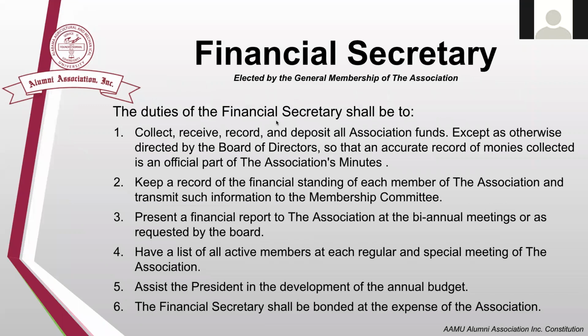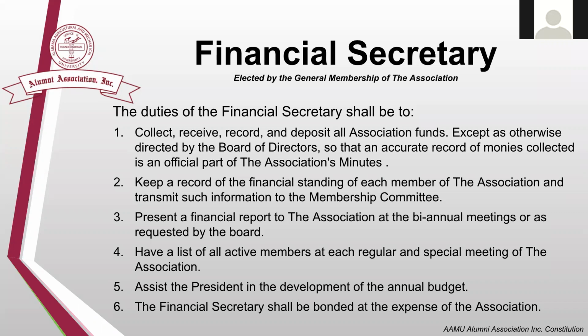The duties of the financial secretary is to collect, receive, record, and deposit all association funds. And how this is done, we receive the funds from the Alumni Affairs Office, Ms. Belinda Fitz, and the Alumni Affairs Office. They normally present checks and transmittals to us, to the financial secretary and the treasurer. If by cash, the Alumni Affairs Office deposits the check into our bank account and submits the transmittal and the copy of the deposit slip to the financial secretary and the treasurer.